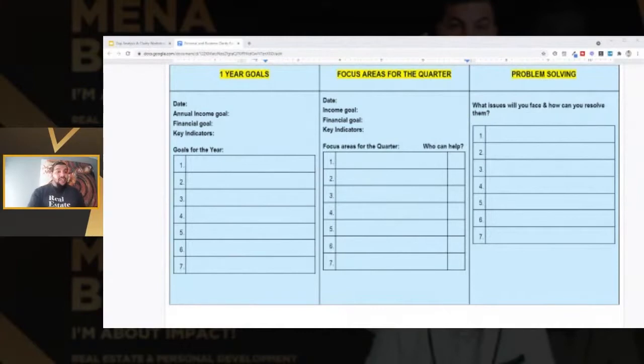And what are your key indicators? How many people do you need to reach out to? How many listing appointments do you need to go on? How many campaigns do you need to do? How many people do you need to reach overall in order to hit your goals? And then write down the focus areas for the quarter, right? The focus areas for the quarter. For these next 3 months, what things do I need to focus on in order to hit my yearly goals?